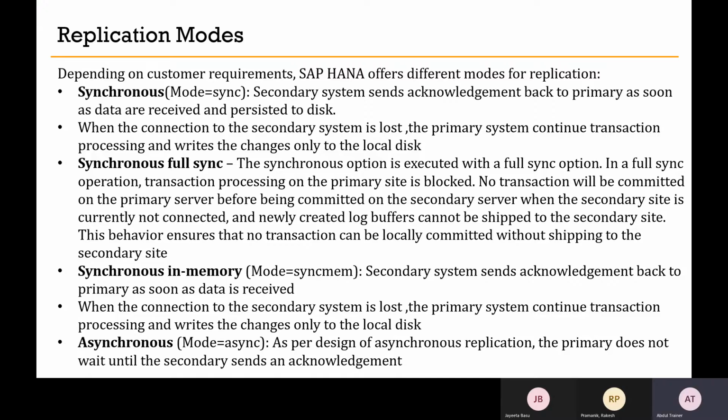Fine. So third is the sync in memory. This is always an interview question: what is the difference between synchronous and full sync? So you have to explain like this. The third is synchronous in memory, which we also call sync mem. Sync mem is faster than synchronous, because the synchronization is happening between memory, between primary and the secondary memory. In this case, the secondary system sends the acknowledgement back to the primary as soon as the data is received. Whenever the primary sends the data, the secondary system sends the acknowledgement that it has received the data.